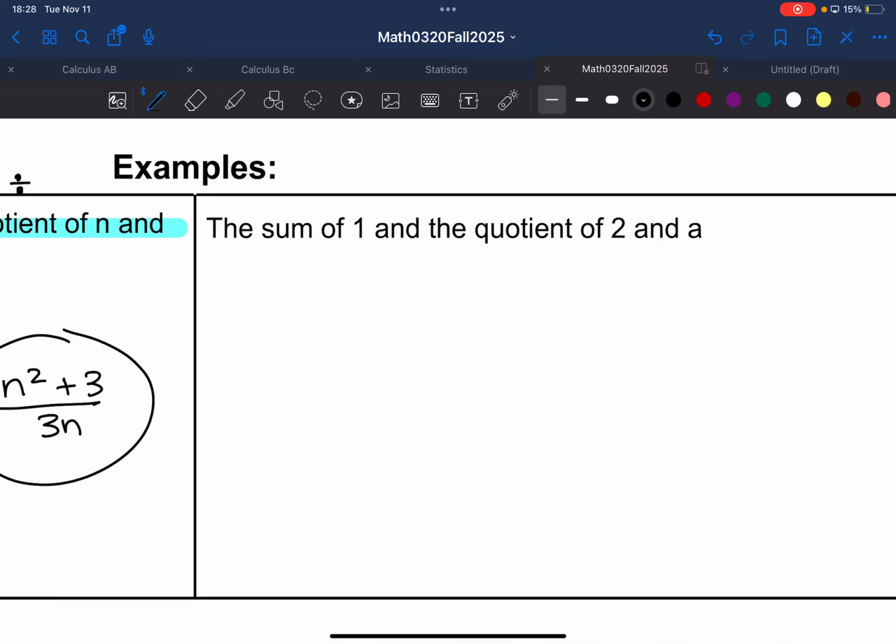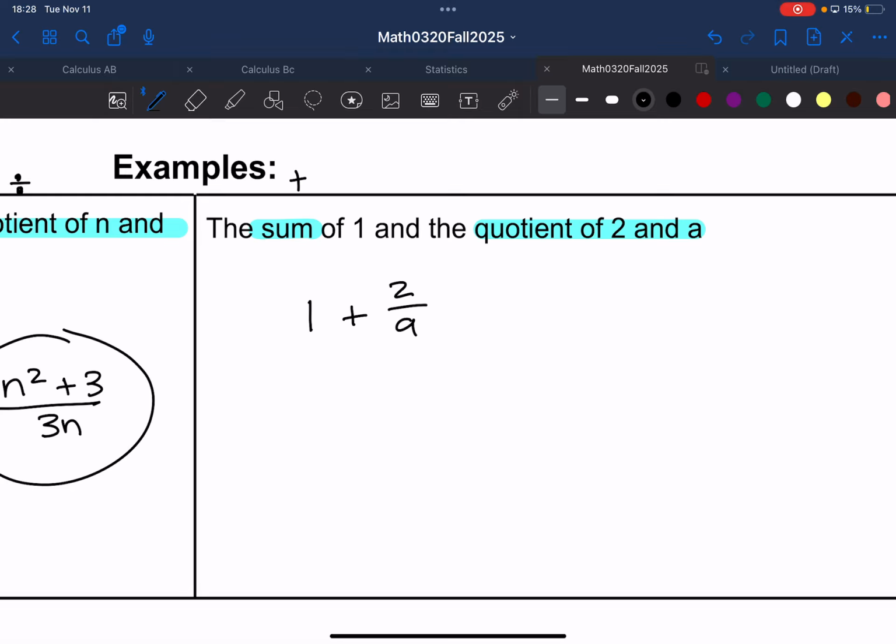It says the sum of 1 and the quotient of 2 and a. So starting in the beginning, what does sum mean? Plus. Okay, so it's saying the sum of 1 and. So we know we're going to have something with 1 plus. Then it says the quotient of 2 and a. So how would we write that? Is it 2 over a? 2 over a, right? Quotient means to divide. We wouldn't write 2 divided by a. We would write it in a fraction as 2 over a.